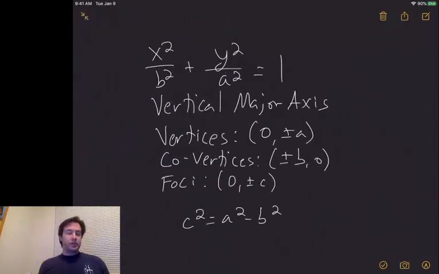If the larger value, the a squared, is underneath the y squared, then we will have a vertical major axis. Then we'll have vertices at 0 comma positive or negative a, co-vertices at positive negative b comma 0, and foci at 0 comma positive negative c. And by always considering a to be the larger value, that allows us to think of the equation to find c as always going to be the same. You're always going to take the larger value, a, square it, and subtract the smaller value, b, squared, to find c squared. So that's an introduction to ellipses.